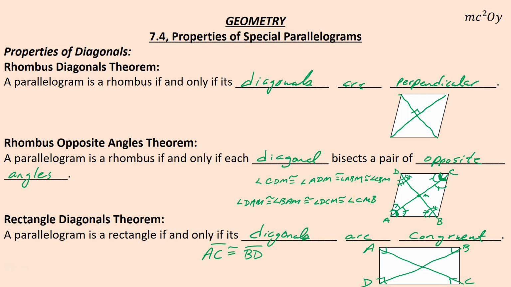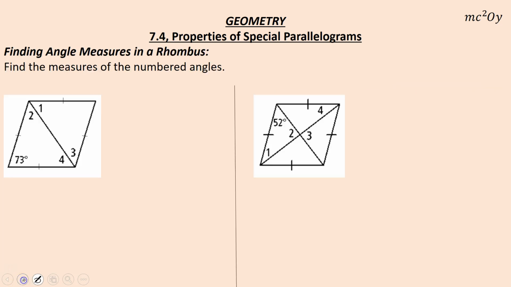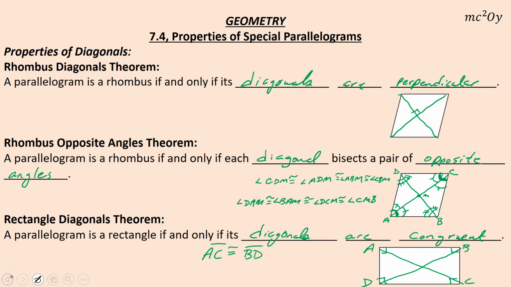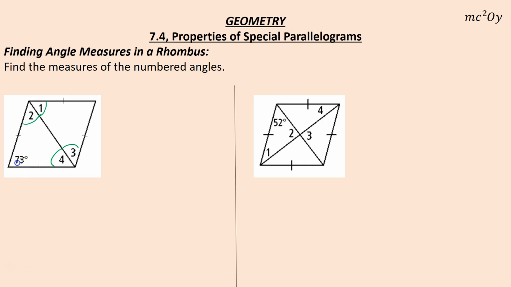All right. Very good. So applying those now, finding the measures of the numbered angles here. So if we look at this, we see that this is a rhombus. All sides are congruent. Okay. So angle 1 and 2 we also know are equal to each other, as well as 3 and 4. All 4 of those angles are equal to each other. That's kind of what we just talked about right here, right? 4 congruent pieces.